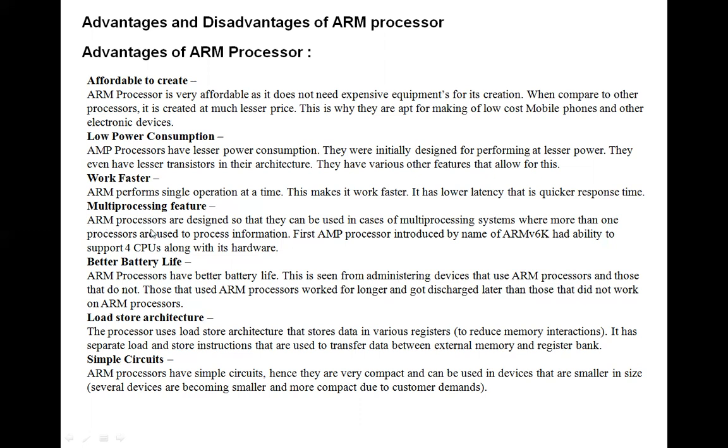So that's why ARM processors are designed so that they can be used in multi-processing systems where more than one processor is used to process information. The first ARM processor introduced, by the name ARM V6K, had the ability to support 4 CPUs along with its hardware. So here you can say it has multiple cores, and because of those multiple cores you can execute very fast. So that's why this multi-processing facility is available.